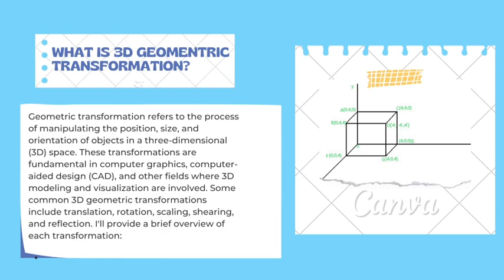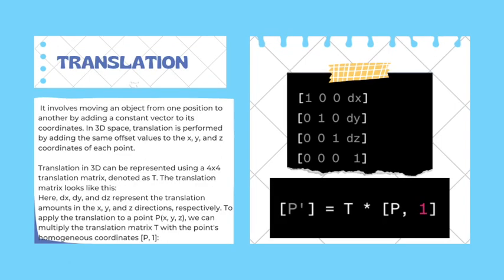So let us know about these points. First is translation. It involves moving an object from one position to another by adding a constant vector to its coordinates. In 3D space, translation is performed by adding the same offset value to the x, y, and z coordinates of each point. Translation in 3D can be represented using a 4x4 translation matrix denoted by T.